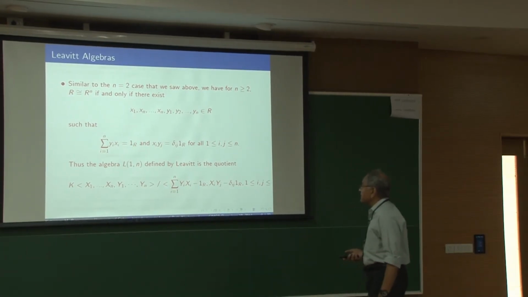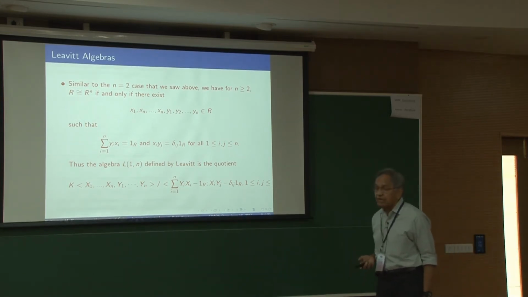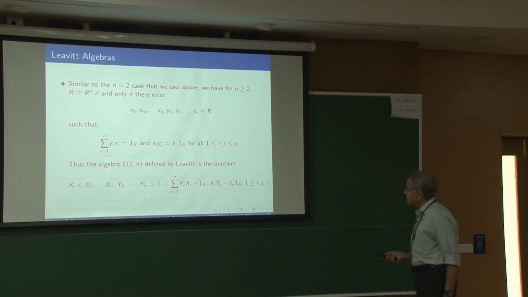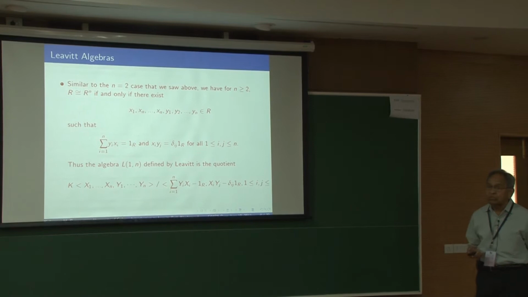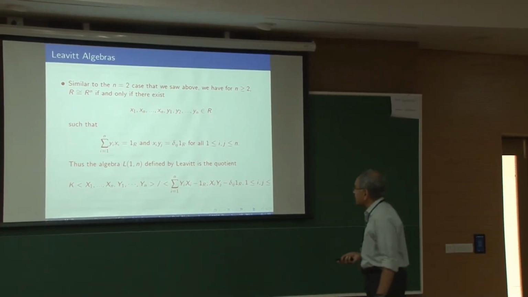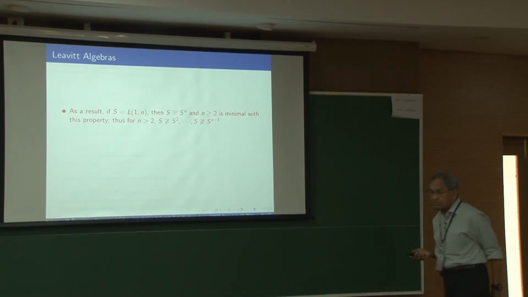Thus the algebra L of 1, n defined by Leavitt is the quotient of the algebra generated by 2n variables subject to these two conditions here. This is going to be in the background of what we are going to study.